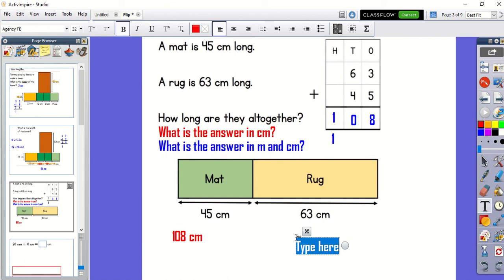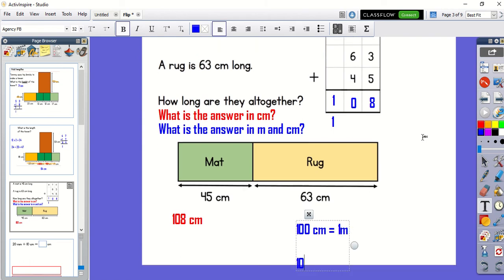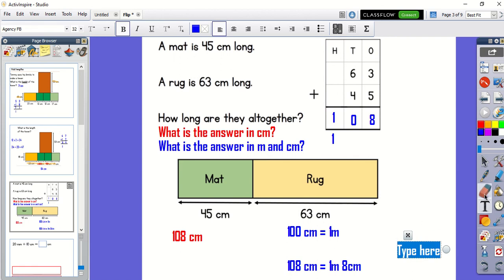But I also wanted the answer in metres and centimetres. Well, how many centimetres make a metre? If you remember your work from Friday, you'll know that 100 centimetres equals a metre. So if 100 centimetres equals 1 metre, 108 centimetres must equal 1 metre, and then I have 8 centimetres left over. So what is the answer in centimetres? 108 centimetres. What's the answer in metres and centimetres? 1 metre, 8 centimetres. Okay, well done if you got both of them right.